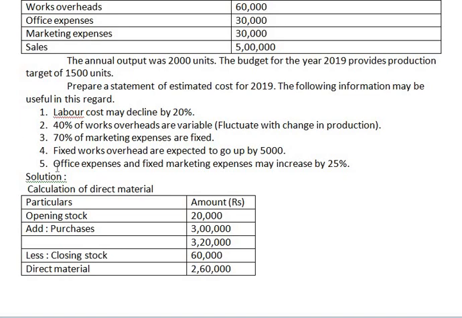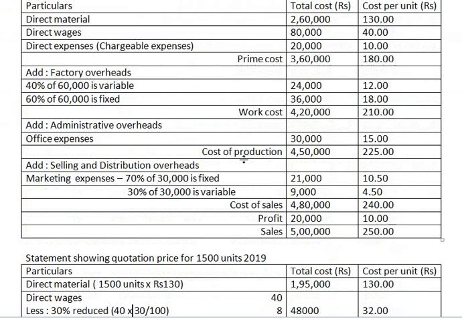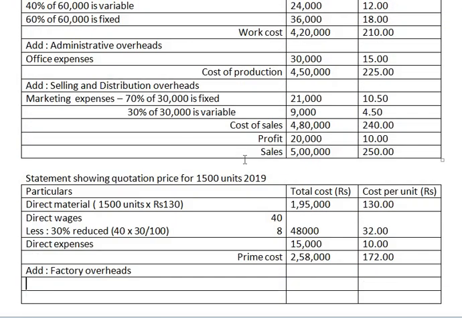Now here 40% is variable and 60% is fixed. Apart from this adjustment, there is another adjustment. Fixed works overheads are expected to go up by 5,000. So only fixed is going to increase by 5,000, and we need to show it here. So first we will show variable.